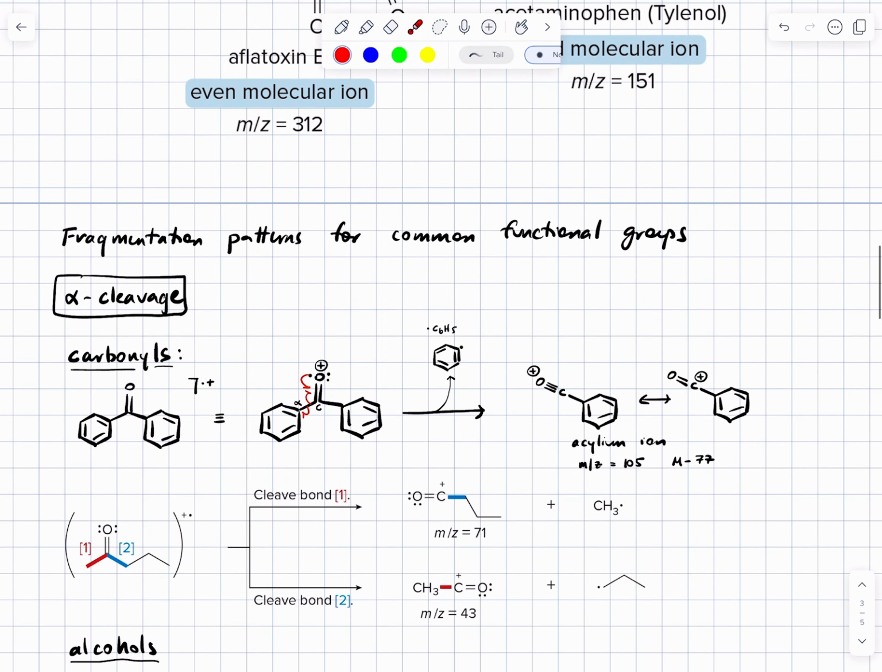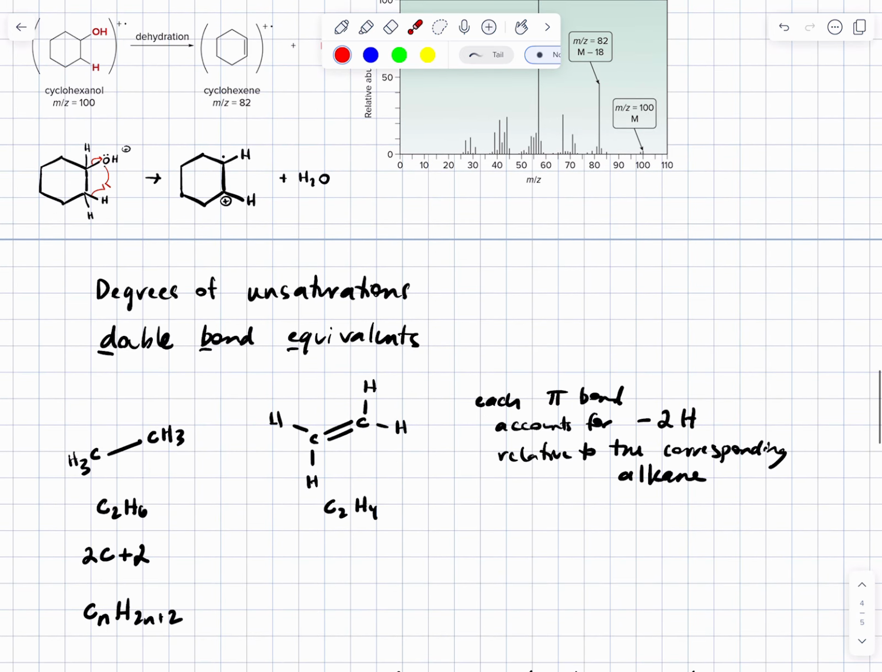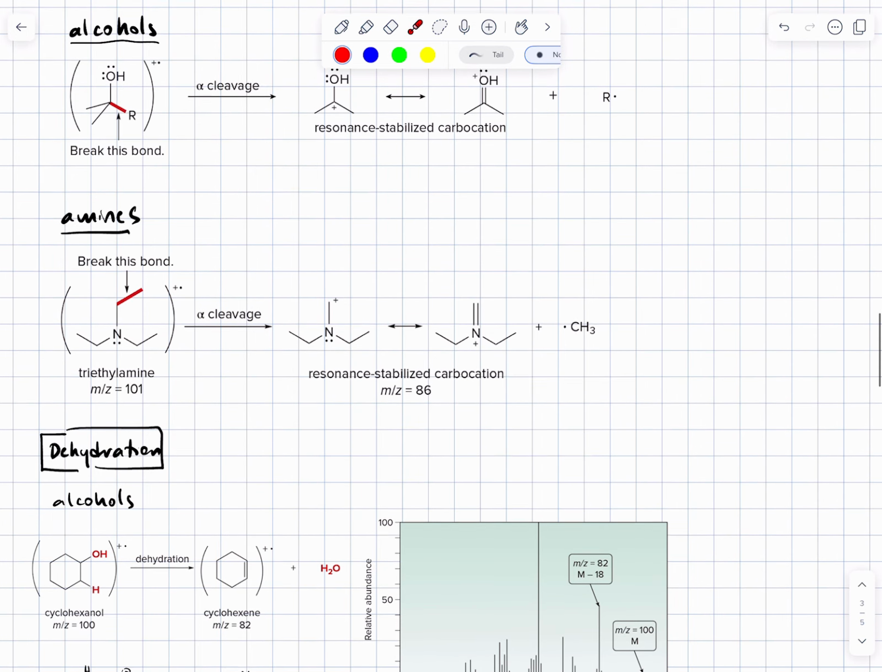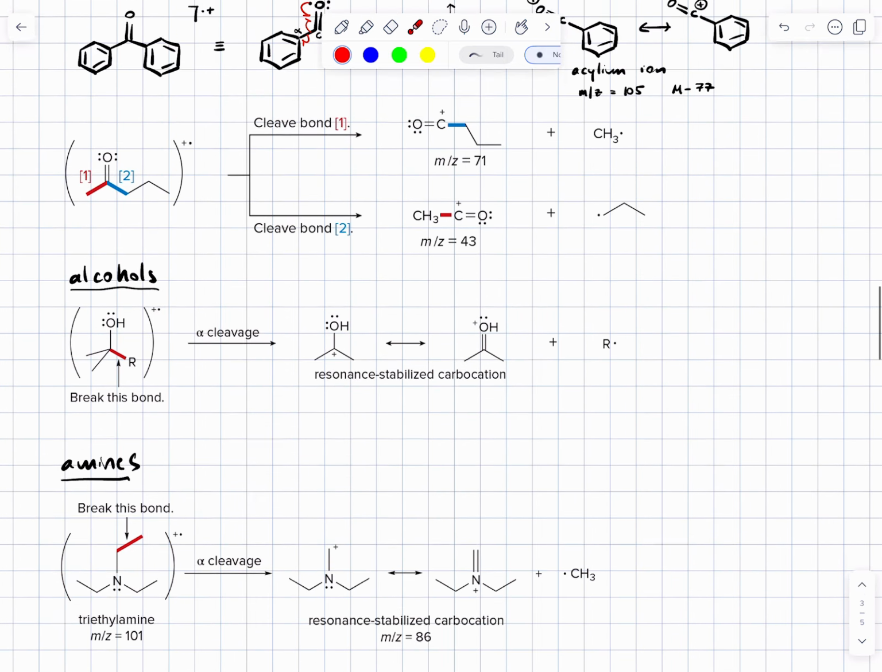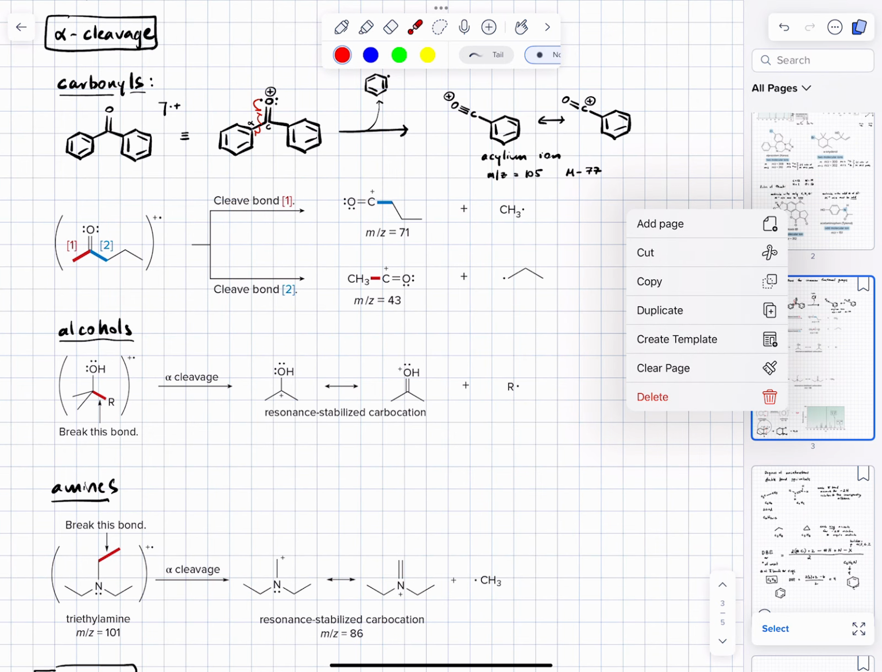Okay, I have some stuff here about fragmentation patterns for common functional groups, which I wrote down and then immediately stopped caring about. So we're just going to skip that. Okay? Delete it.